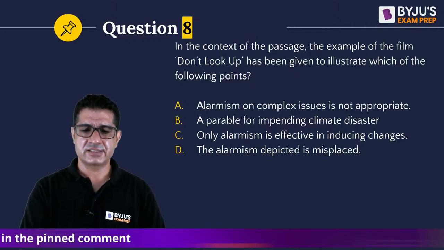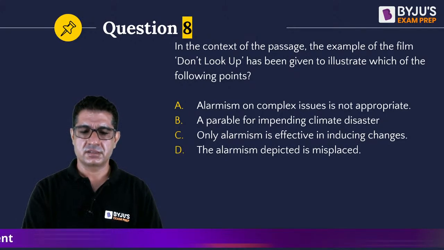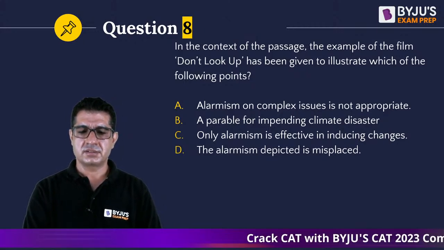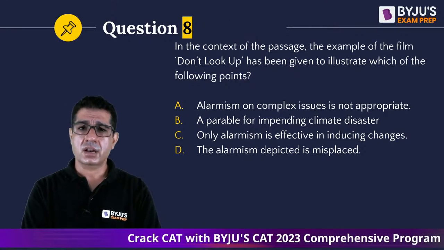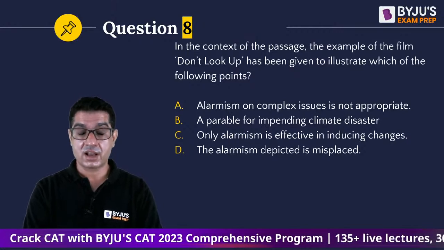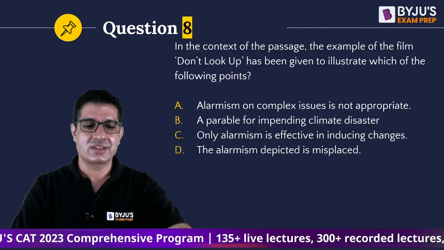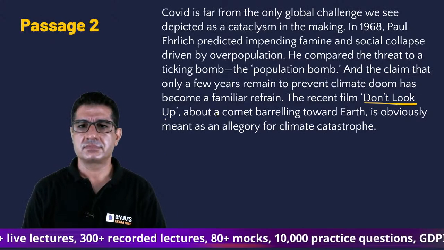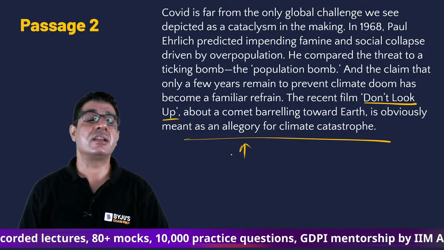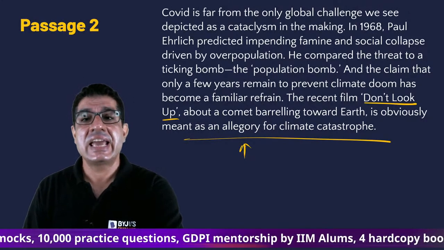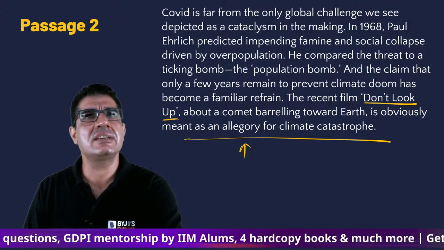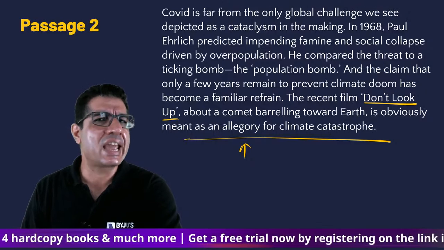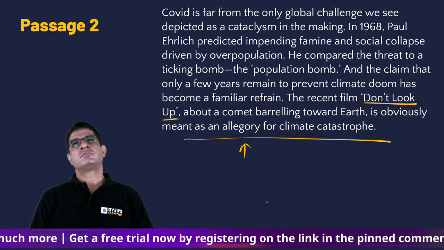Remember where it was? Okay, so let me take you back to where it has been mentioned. What is an allegory? What's its job? Allegory for climate catastrophe. Allegory is a story which is symbolic in nature, which goes on to convey something else. For example, what was that movie? Narnia.